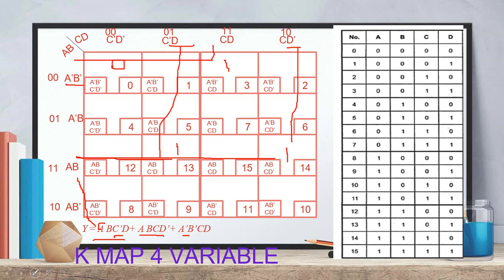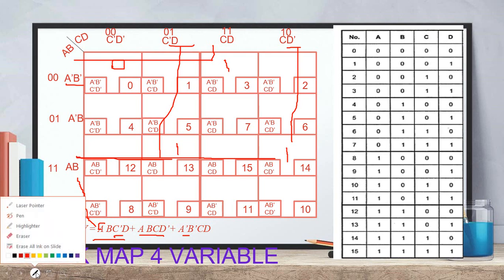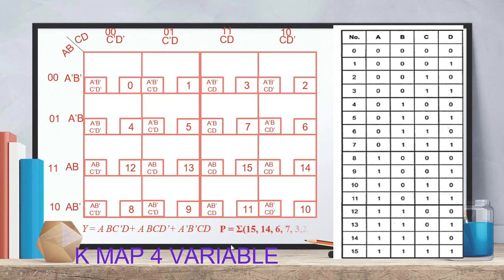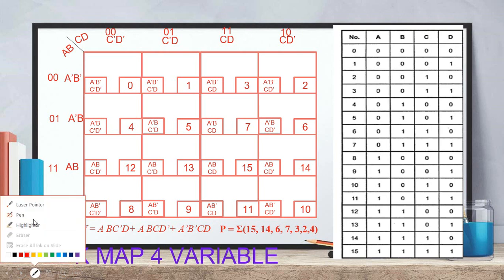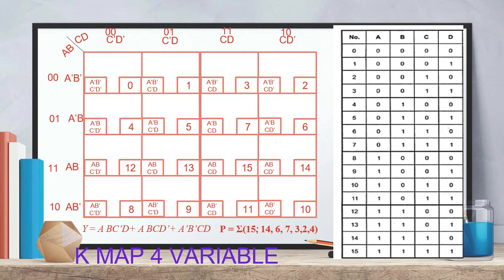Similar way you can do it for the sum notation also. If you take one more example notation, something like 15, 14, 6, 7, 3, 2, 4. It is actually very easy. 15 means where 15 is there, that is 1. 14 means the 14 here is 1. 6 means we have 6 somewhere here. This is 1. 7 means this is 7, 1.